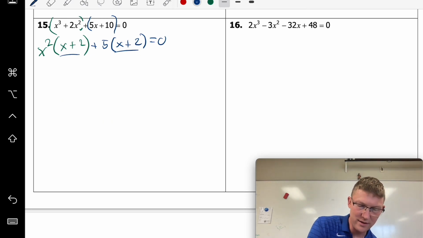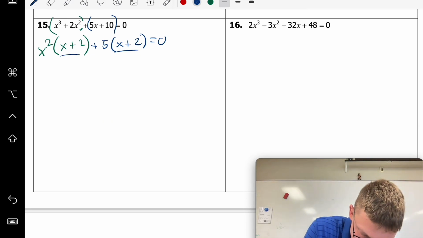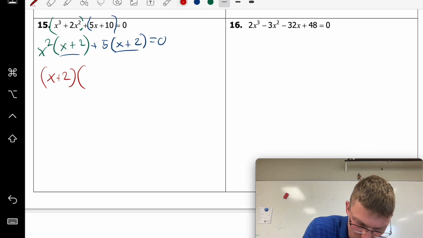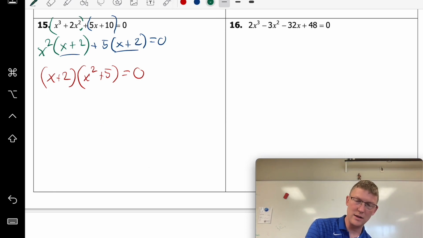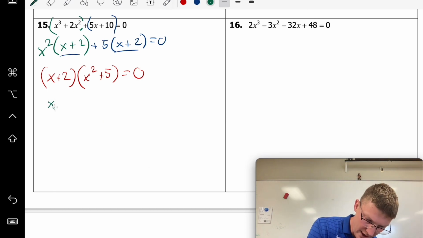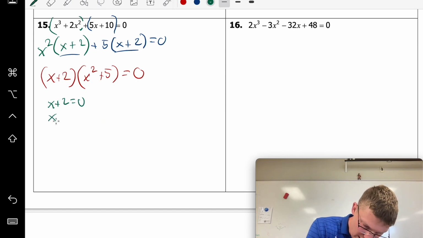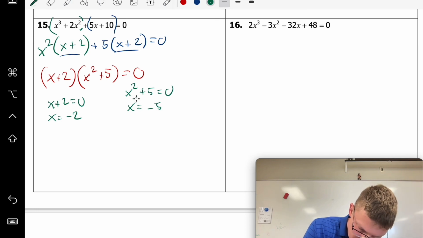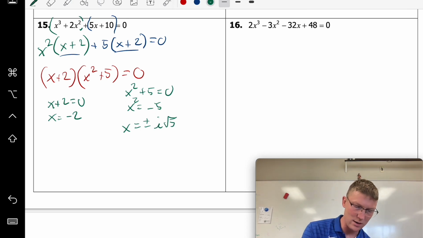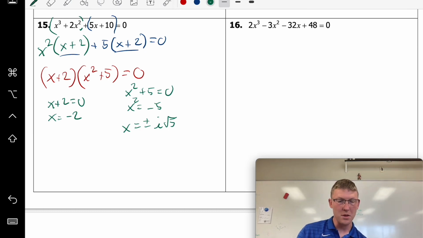Oh, look, they're the same. So now we're going to have an x plus 2 on the outside. We're factoring that out. We're going to have x squared plus 5 left over. And then from here, we're doing the exact same thing that we've been doing. x plus 2 equals 0, x equals negative 2. x squared plus 5 equals 0, x squared equals negative 5. Square root of both sides, we get x equals plus or minus i square root of 5, because there's that negative sign right there. So there you go.